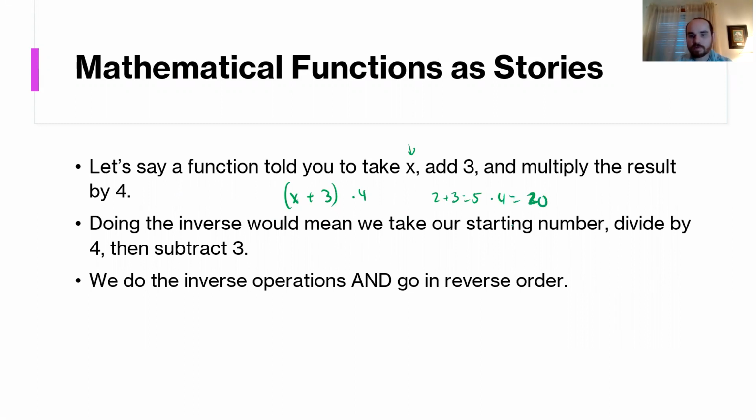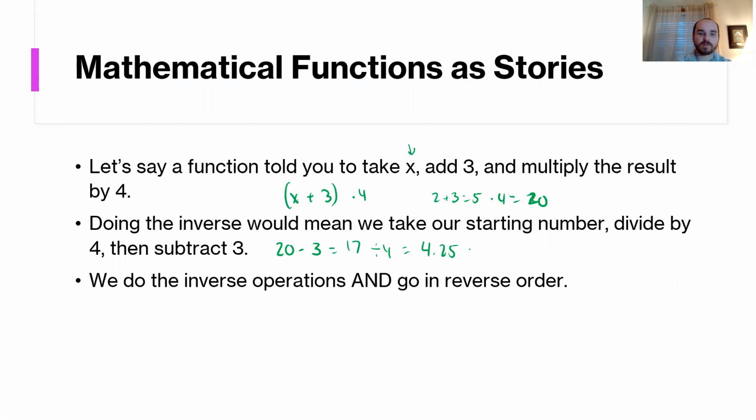Now, if we went in the same order doing our inverse operations, we'd have 20, we'd then subtract 3, because that's next in our initial. That gives us 17, and then we divide that by 4, and we end up with 4.25, which is not the x value we started with.